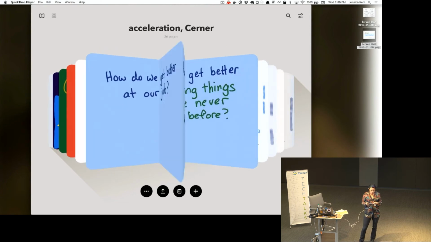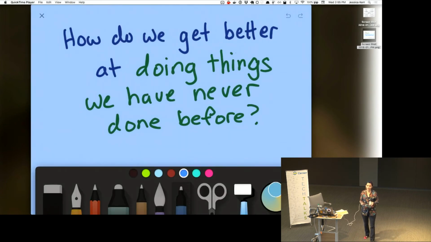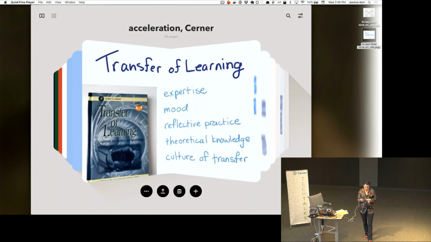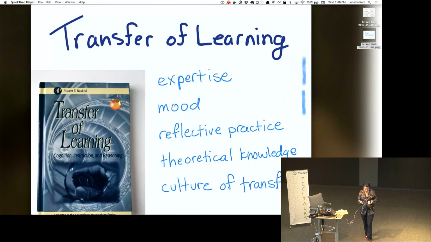To get better at our job, we have to get better at doing things we've never done before. And there's a whole book on transfer of learning, which is taking stuff you've applied in one place and using it somewhere else. Which is exactly what we need when we're doing new things all the time. We can't just use the same skills. We have to be able to move our skills.